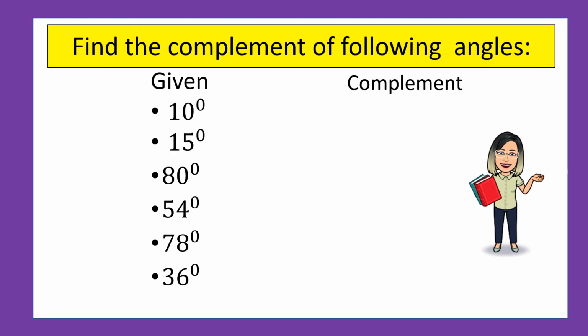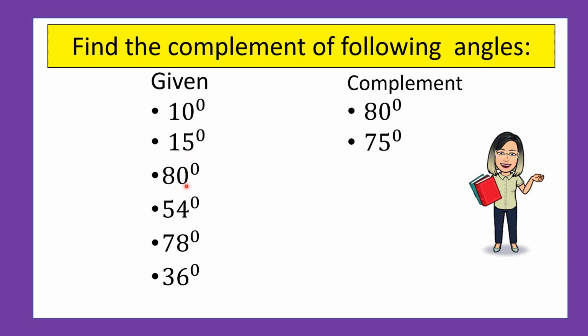We need to find the complement of the following angles. Two angles are complementary if the sum of the measures of the two angles is 90 degrees. So we have 10 degrees. What is missing to 10 degrees to make it 90 degrees? What is our result? The result is 80 degrees. How about 50 degrees? What is the answer? The answer is 75 degrees.